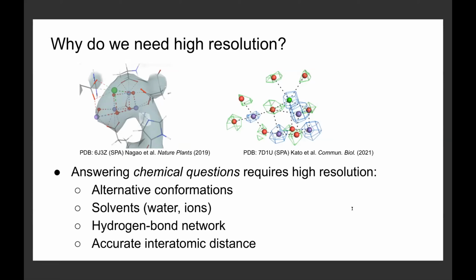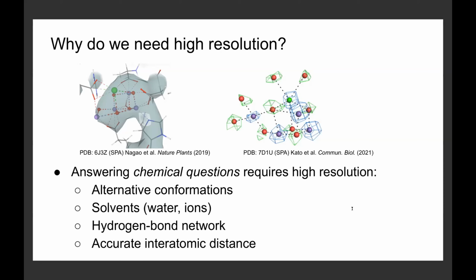To answer these questions in a chemical sense, we need to see, for example, alternative conformations of side chains, or solvent water and ions, or hydrogen bond networks, protonation states of side chains, and also very accurate interatomic distances.